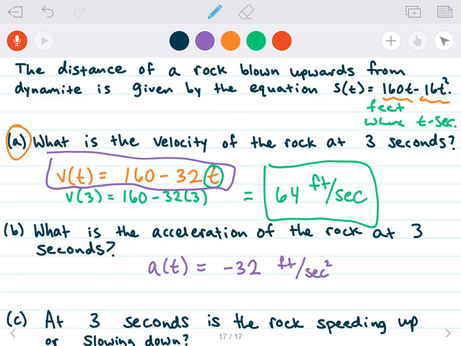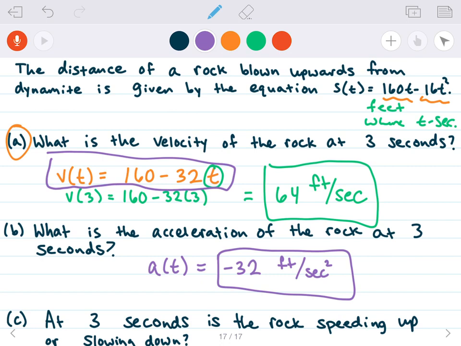And if you don't know where that squared comes from, I encourage you to think about it. Think about for a moment why the units of acceleration are what they are. All right, so here's my acceleration function. What is it at 3 seconds? Well, there's no variable. It's just negative 32. So that's my answer here.